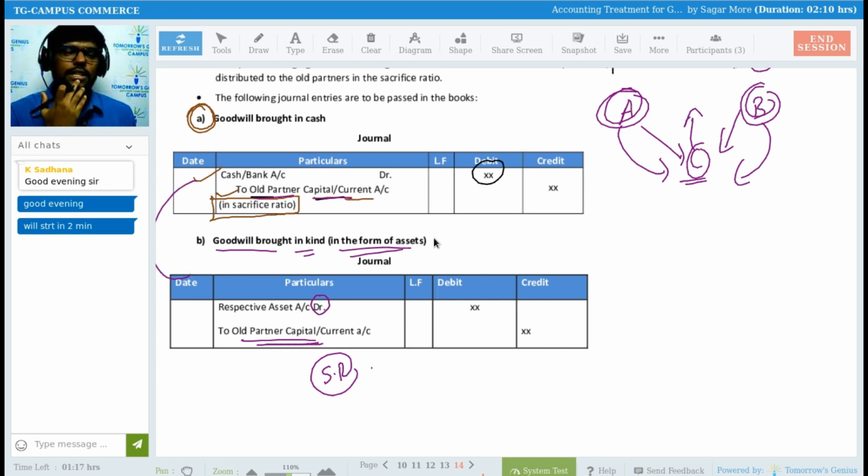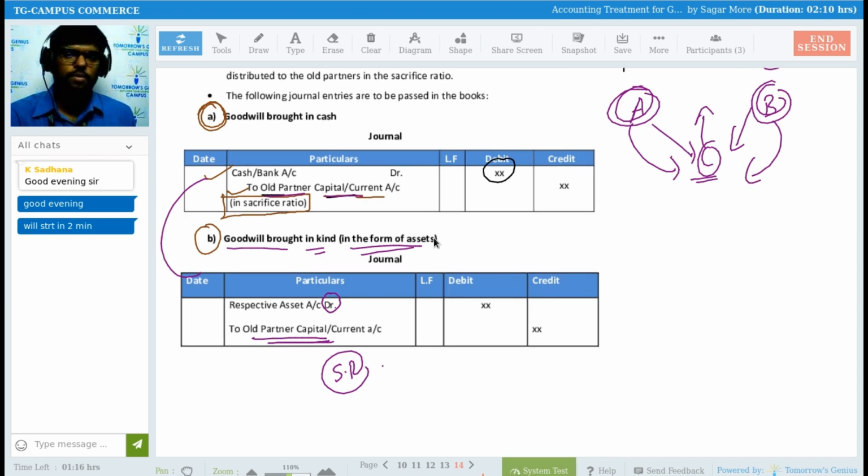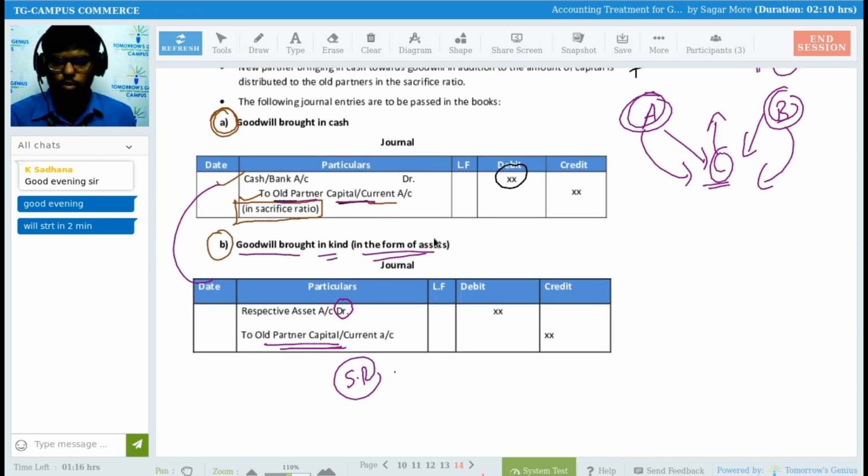Sir, there is only one change. In the first journal entry, they are bringing in cash, so we debited the cash or bank account. In the second entry, they have brought in the amount in the form of an asset, so the respective asset account is debited to the old partners' capital and current account. Understood? Getting this? And why did we create the partners' capital and current account? Again, the same reason, right? Shivarish? Yes, sir. Dhanushri? Sadhana? Understood this? Understood. Okay, I'm moving further.